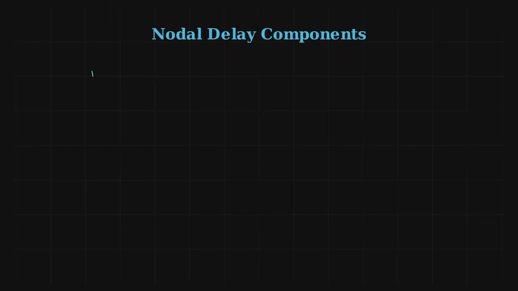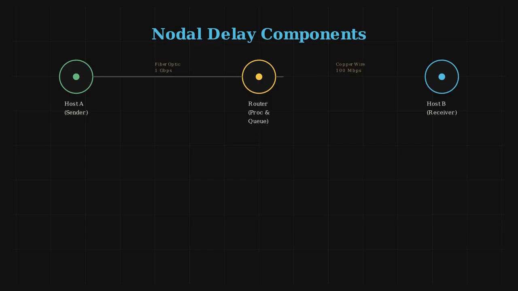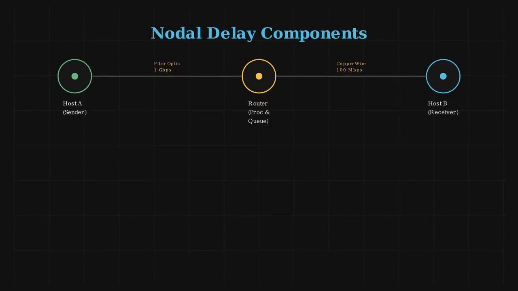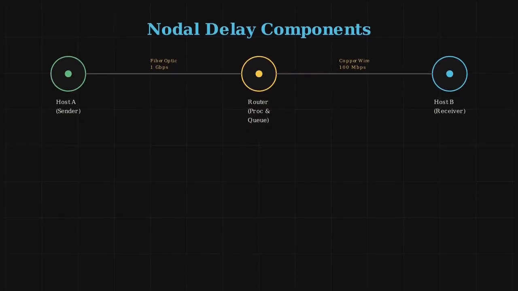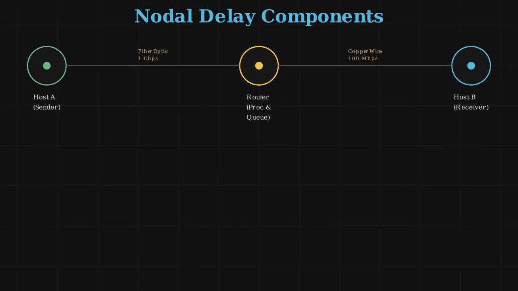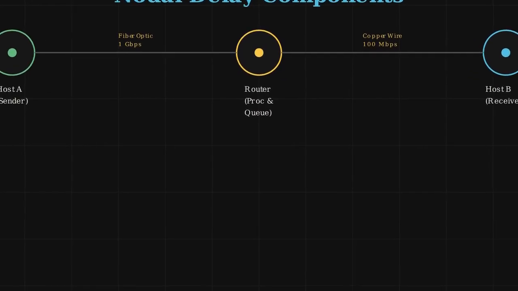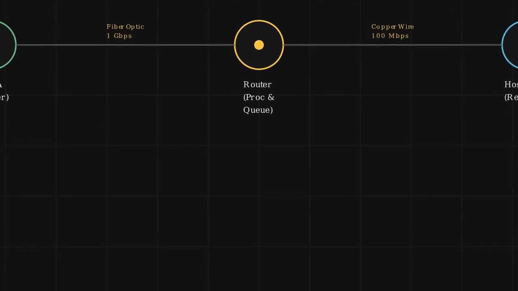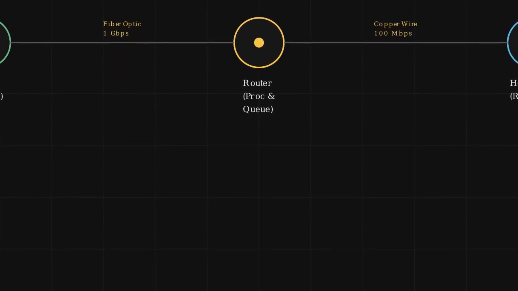In actual routers, a packet experiences 4 distinct delays. First, processing delay as the router inspects headers. Second, queuing delay as the packet waits in buffers. Third, transmission delay to push bits onto the link. And fourth, propagation delay traveling the physical medium.